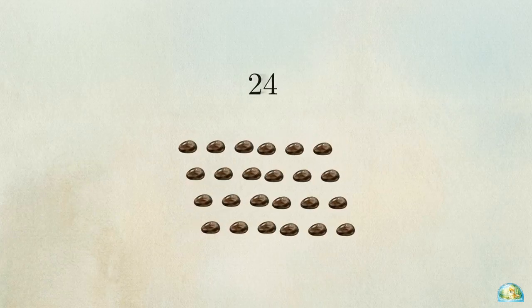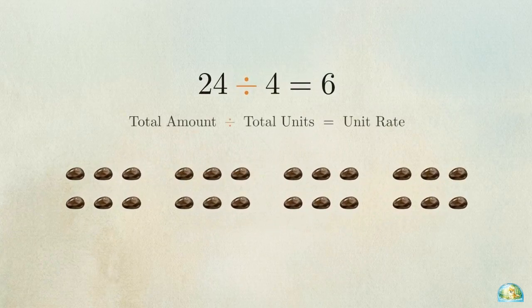The mathematical tool we use to find that per one amount is division. By taking a total amount and dividing it by the total number of units, we reveal the exact rate for one. Watch the scene first.